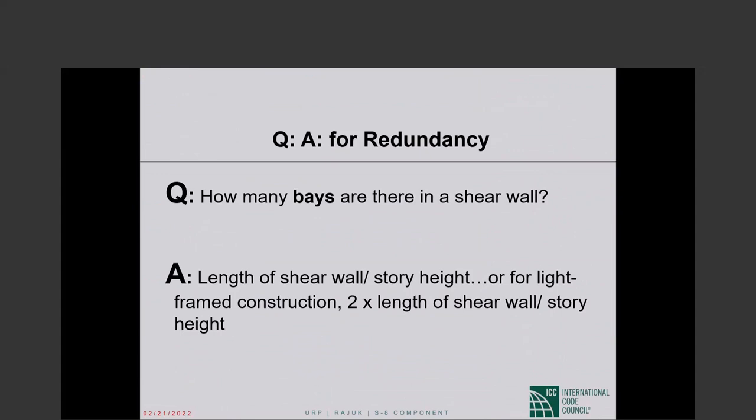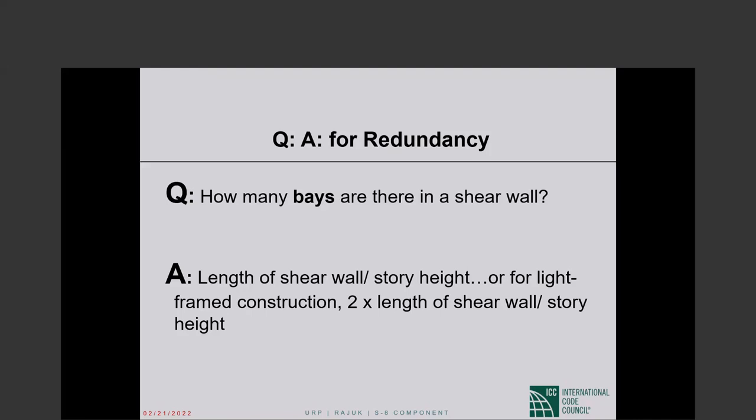Okay, a few questions and answers which hopefully will make things clearer. The first item is actually an important part of the provisions. How many bays are there in a shear wall? When you have moment frames, it is very easy to count if you have 2 bays or not. When you have a shear wall on a face, how many bays is that? The number of bays is length of shear wall divided by story height. So if you have 10-foot story height, 20-foot long shear wall, your number of bays is 2. Okay, so length of shear wall divided by story height.